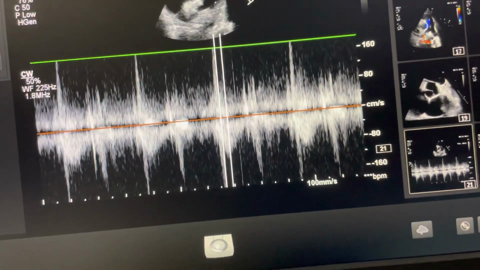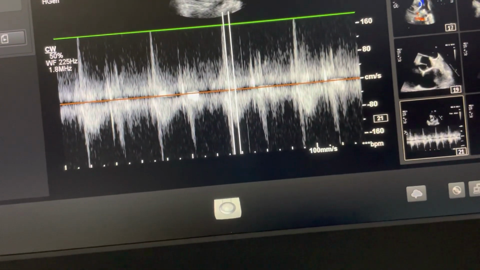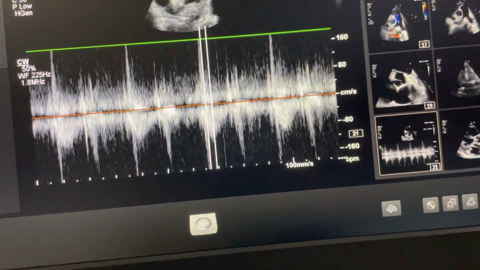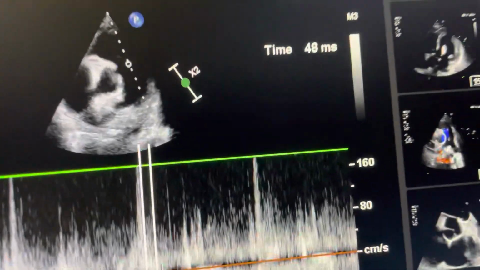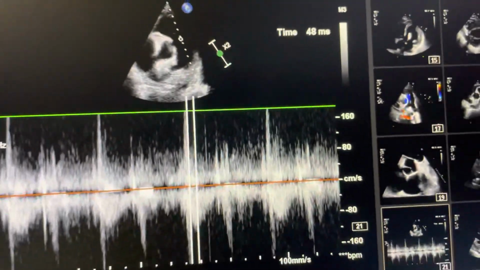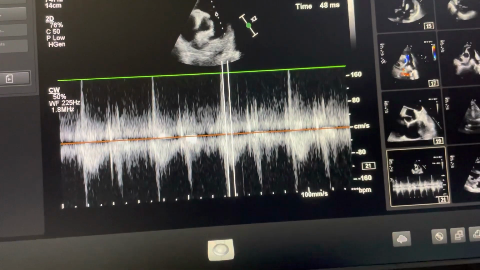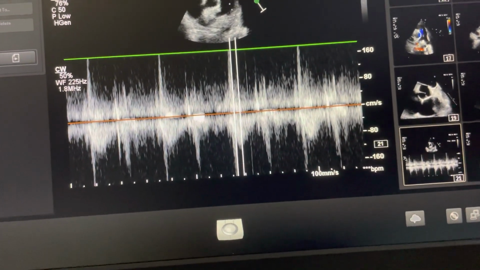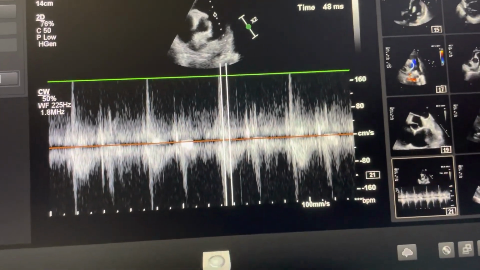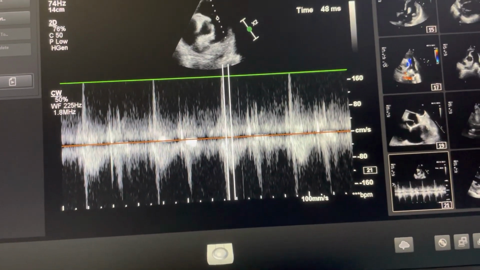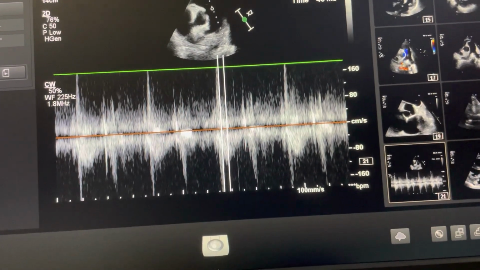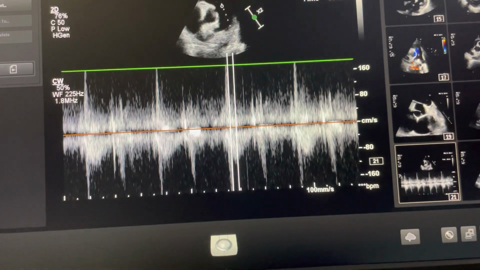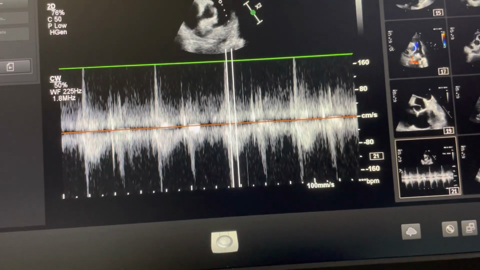This is what the pulmonary flow across pulmonary valve. The acceleration time is 48 millisecond. You see in this 48 millisecond, that is less than 60 millisecond. So 60 by 60 rule. Pressure gradient across pulmonary valve, pressure gradient across tricuspid valve less than 60 millimeter of mercury, and acceleration time less than 60 millisecond across pulmonary valve.